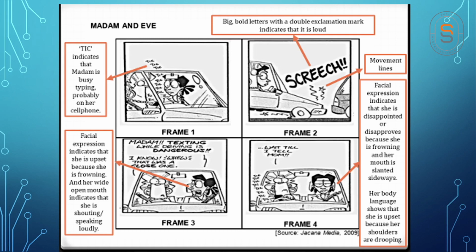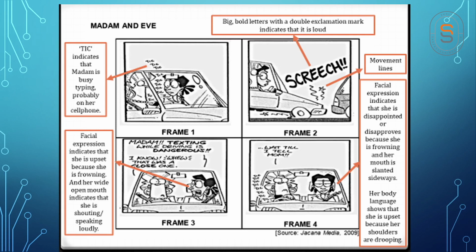And then in frame 2, you can see that there's a screech, in big bold letters with double exclamation marks to indicate that it is very loud. It is also an example of onomatopoeia, where they use the word to imitate the sound, because obviously she was on her phone, not paying attention to a car that stopped in front of her. Take note of the movement lines just on top of the car.